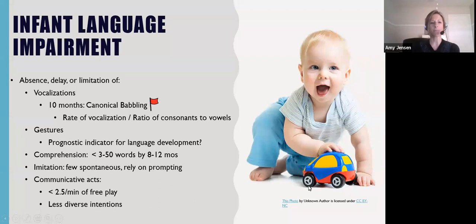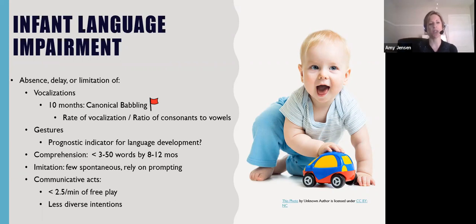So when we look at some of the red flags for impairment, definitely the one I mentioned earlier, this 10 months canonical babbling stage. If we're not hearing those babbling sounds at about 10 months, that can be a red flag and something that we'll watch. So not only that, but we look at the rate of their vocalization. So how often are they vocalizing? Also, what's the ratio of their consonant to vowel sounds? Do they still have a predominantly vowel-based sound inventory? That can be a problem as well.